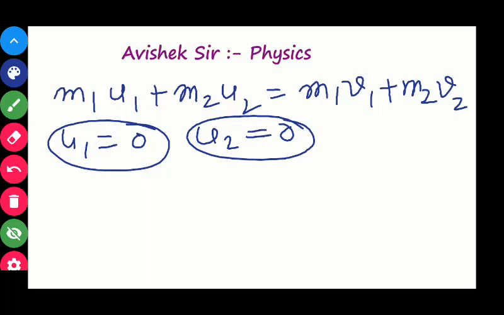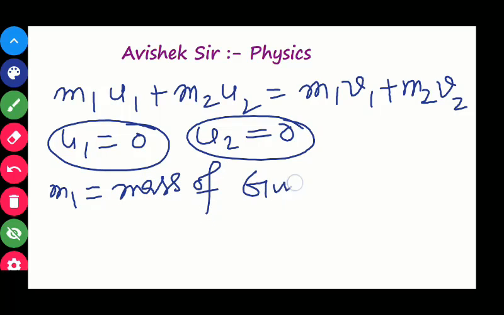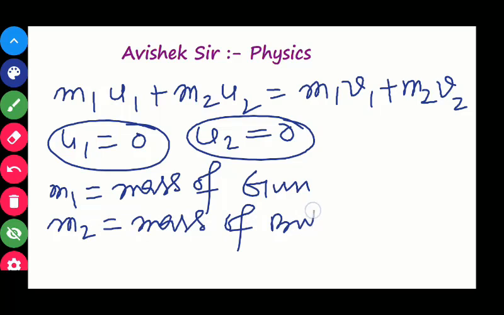Now what is m1 here? m1 is the mass of the gun, right? Now m2 is the mass of the bullet. What is u1 here? u1 is the initial velocity of the gun.